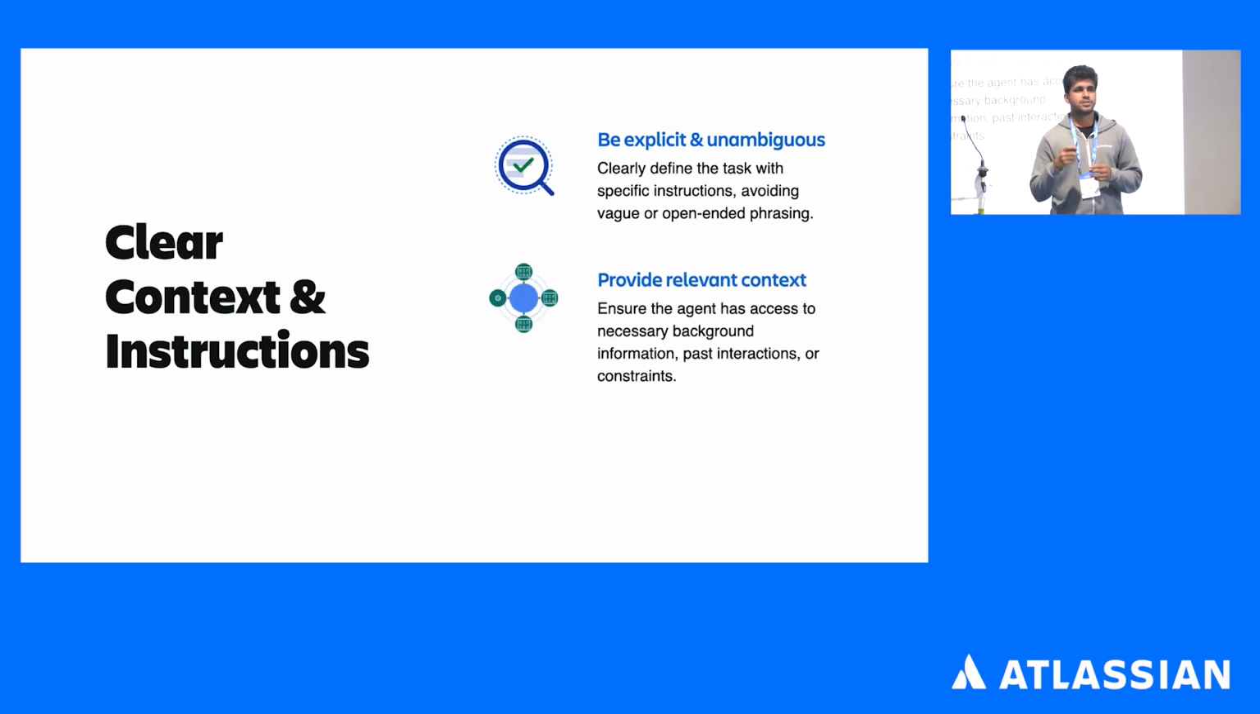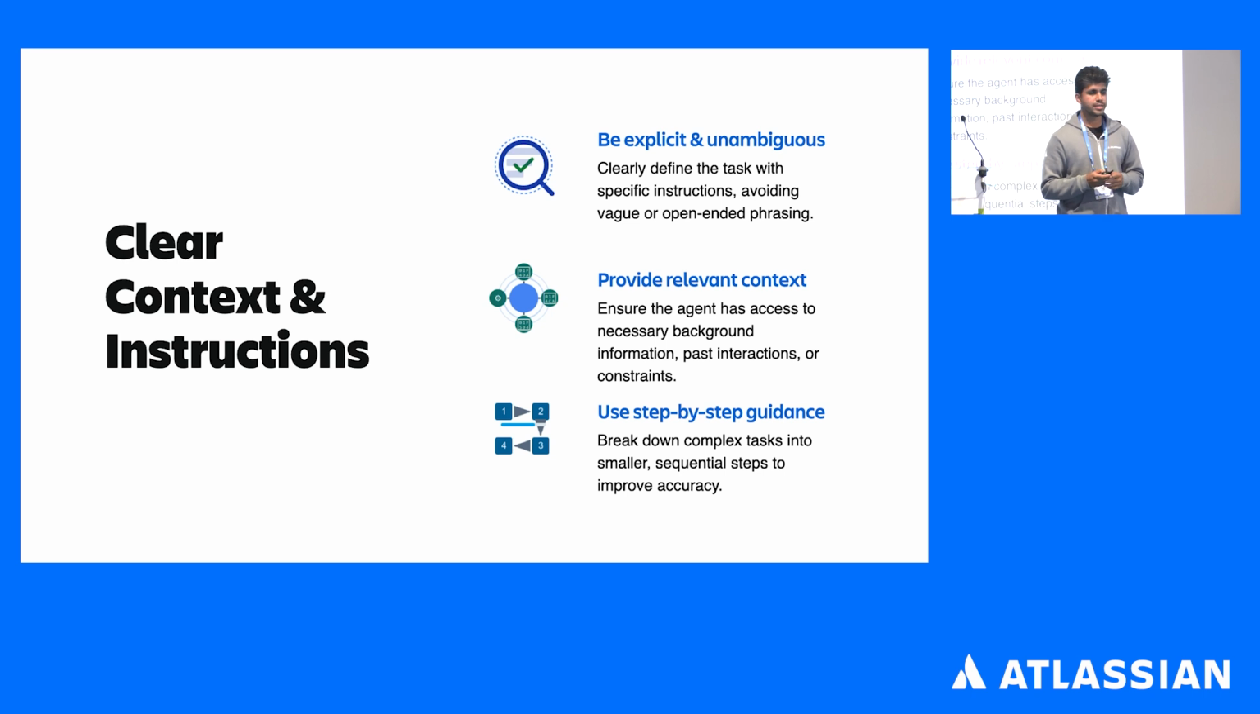The second way to do this is to provide relevant context. So instead of saying, recommend a restaurant, you can say, recommend a vegan restaurant with 5-star ratings that has good reviews. So very specific. And the third way that you can provide clear context and instructions is by providing step-by-step guidance. Instead of saying, write a marketing email, you can say, first draft a subject line with 10 words, then create a short opening paragraph highlighting the product's key benefits.